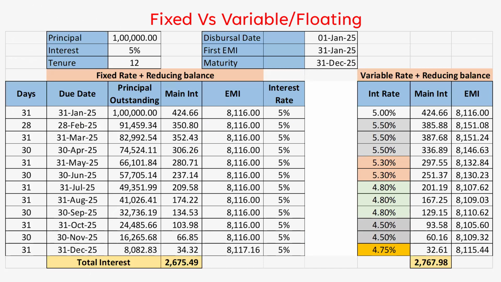Now we'll see the difference between fixed versus floating rate, variable or floating, as we call it. Here I have taken the same reducing balance method to showcase. Same 100,000, 5% rate of interest for the reducing balance. We have already seen how much the customer is going to pay. Here I have calculated based on the actual number of days in a month. So the customer is paying 2,675 as the interest.